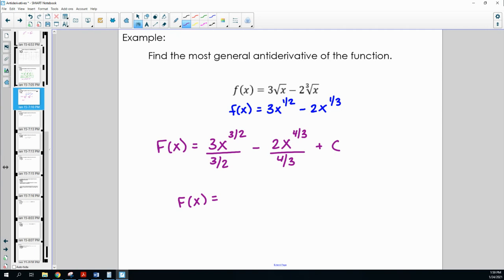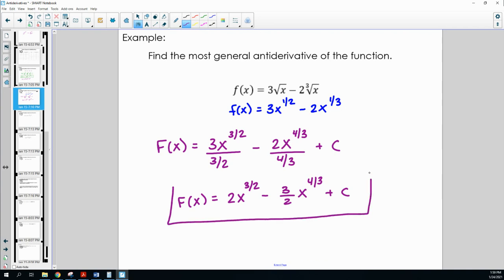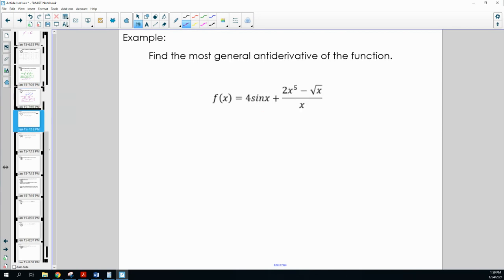So 3 divided by 3 halves is going to give me 2. So I have 2x to the 3 halves. And then 2 divided by 4/3 is going to be 3 halves. And this is x to the 4/3, and then plus c. You could change these back to radicals if you wanted to, but you don't really need to, so we're just going to leave it like that. That's our general antiderivative.